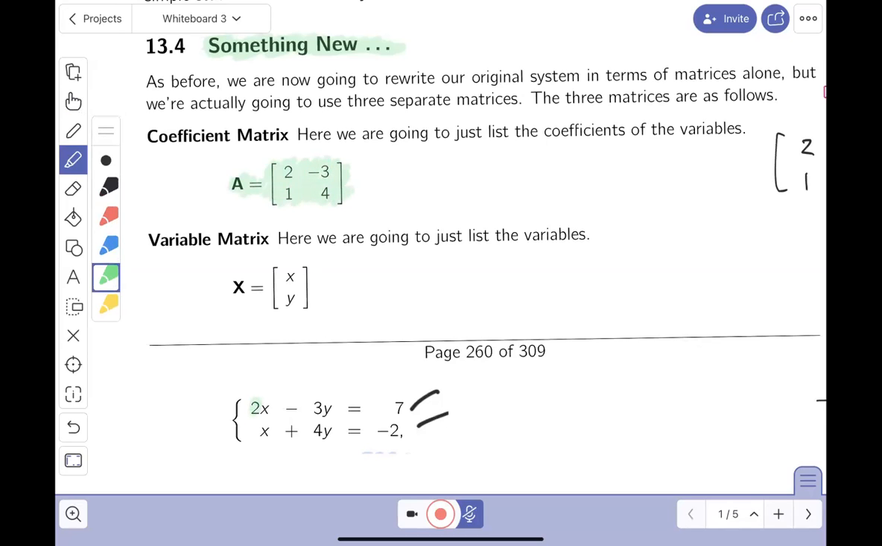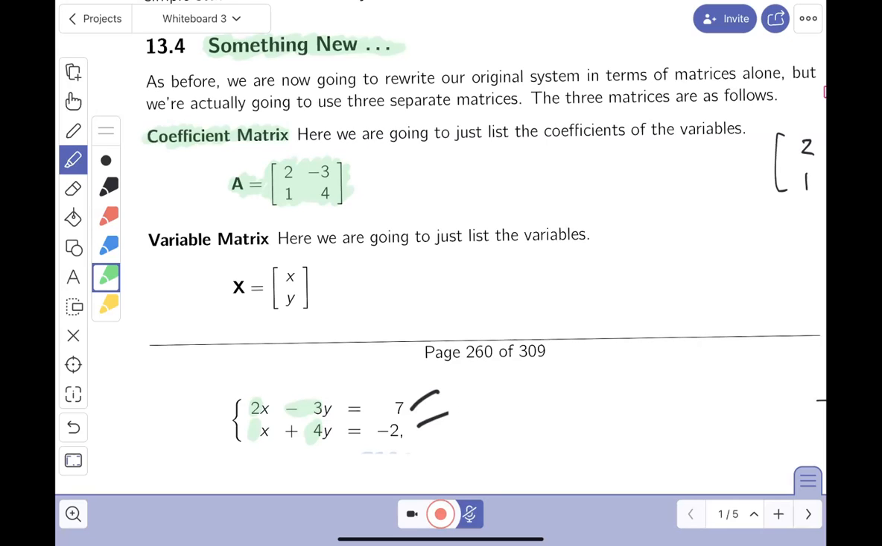I see the 2. I see the -3. This is a 1 here. I don't see it, but I know a 1 is there. And I see a +4 here. So what is this thing over here? This is called a coefficient matrix. Coefficient of what? Of the variables in the problem. So if I were to read that, I would say, oh, the first row has 2 x's and -3 y's in it. Well, I see that. The second row would have 1 x and 4 y's in it. And I definitely see that.